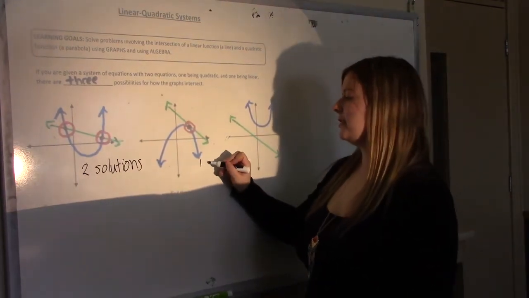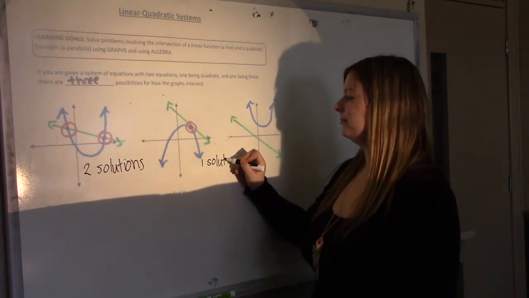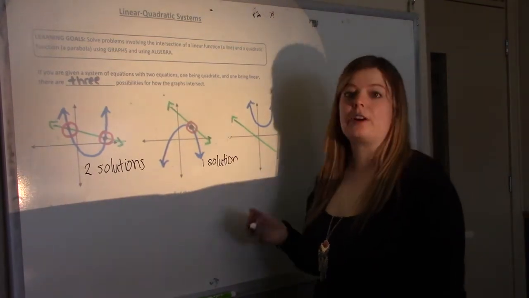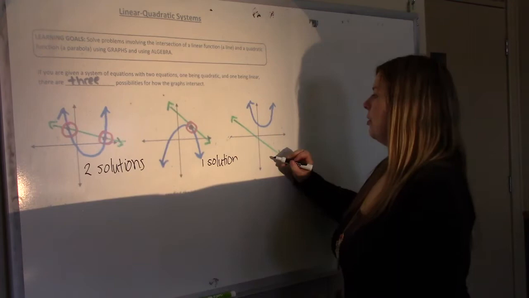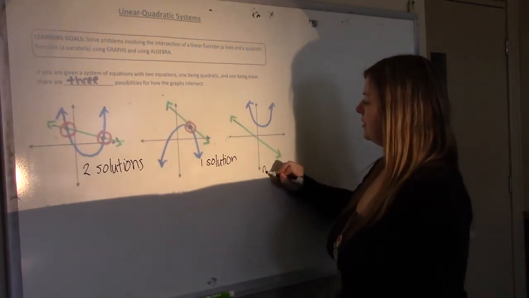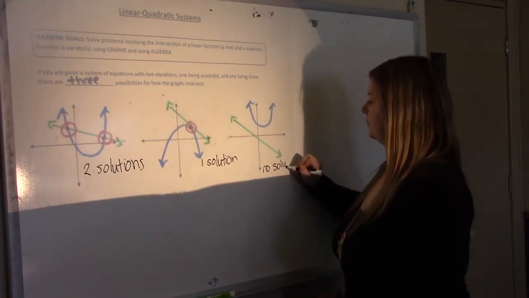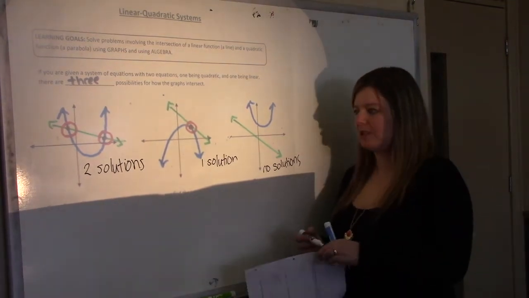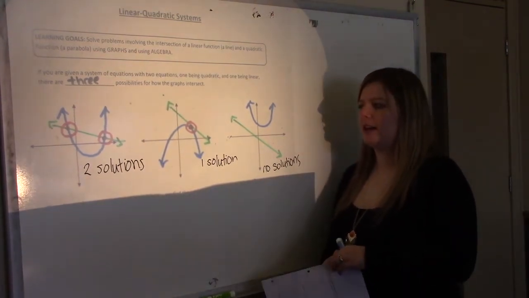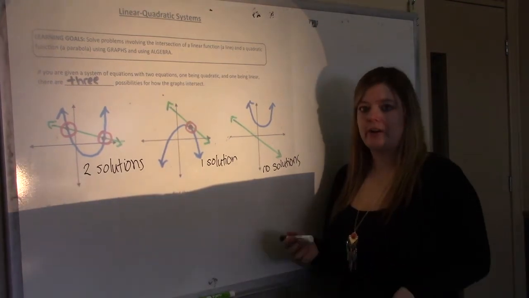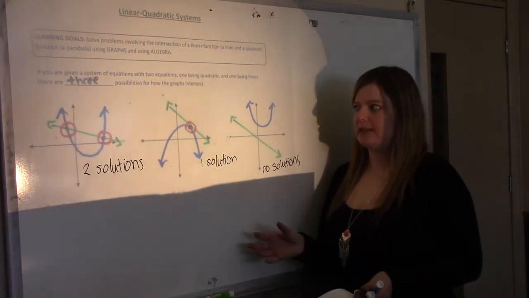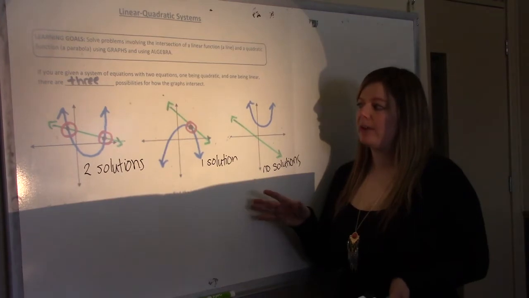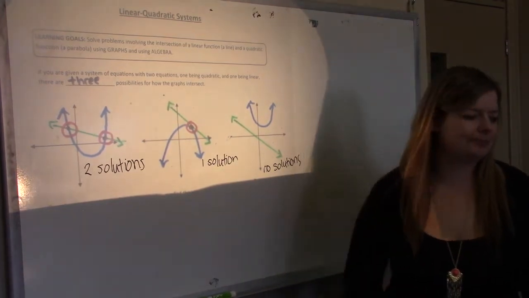Or there can be just one solution. Okay, it just hits the parabola one time exactly. Or there can actually be no solutions. They might not intersect at all. So take some time to draw these diagrams so you understand why there are three possibilities for how a graph of a parabola and a line can intersect.